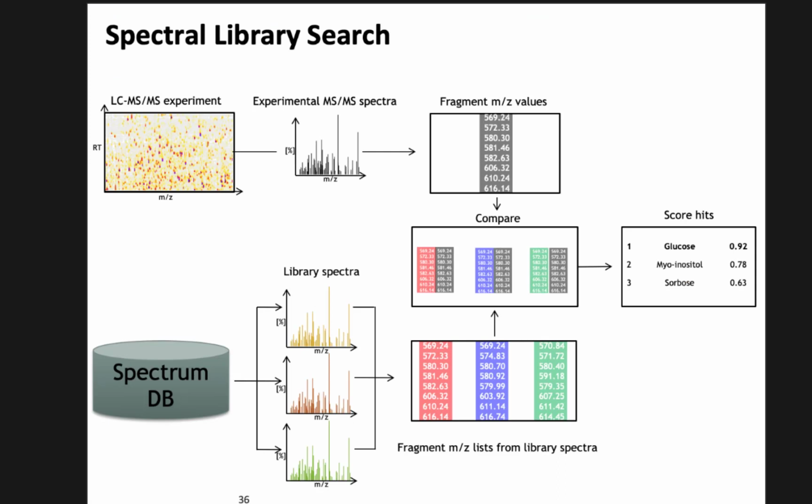So what does it do under the hood? Fundamentally, this image looks very similar to what we saw in proteomics because it is. It's just spectral library search. We have an experimental spectrum that we turn into a list of peaks. We have a spectrum database, for example, MassBank that we downloaded. So we have library spectra. These are also experimental spectra, and hopefully from the same or similar instrument.